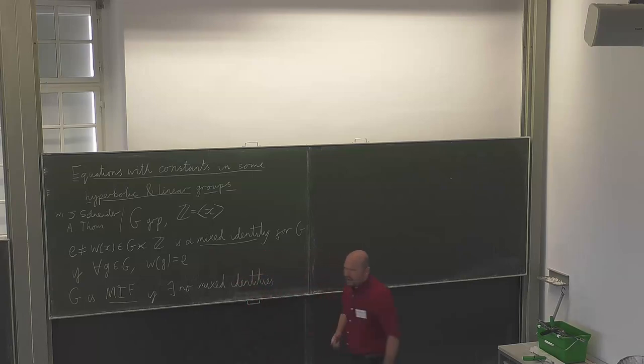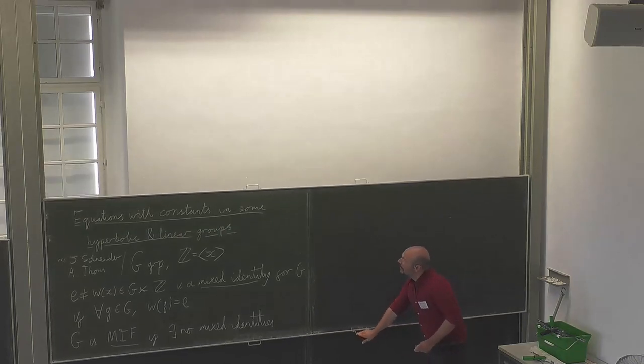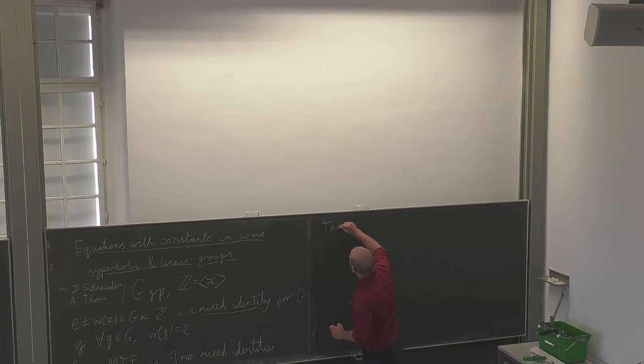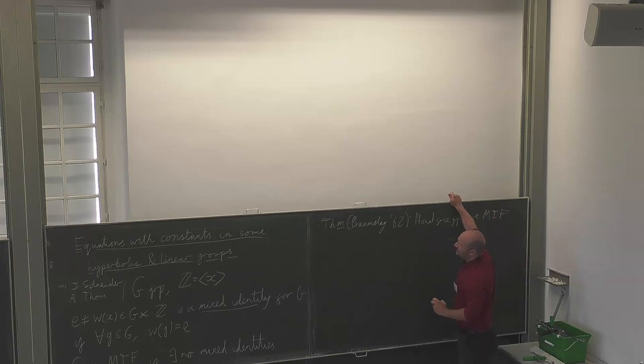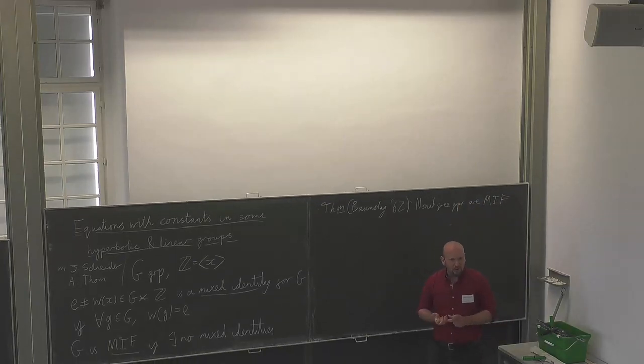Being MIF is a really restrictive property group theoretically. For example, if you're MIF, all of your non-trivial normal subgroups have to be MIF too. And if you decompose as a non-trivial direct product, you can't be MIF either. So this is quite a powerful property. As examples, Gilbert Baumslag, in the 60s, showed that non-abelian free groups are MIF. This was later generalized to all torsion-free, non-elementary Gromov hyperbolic groups.